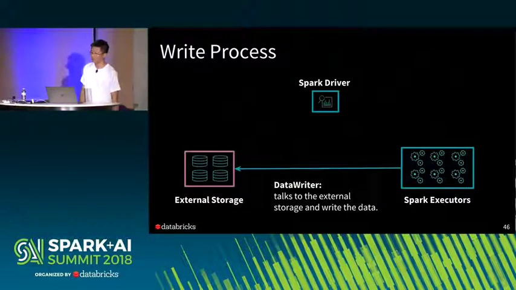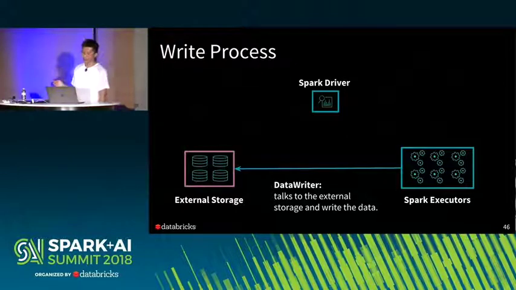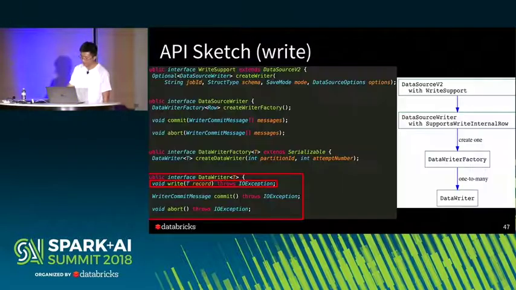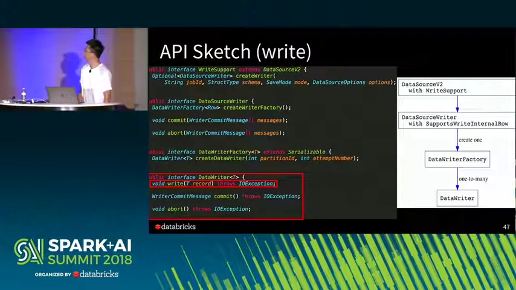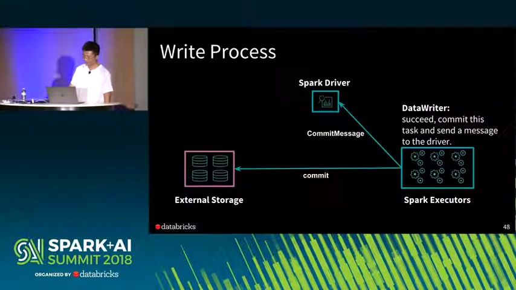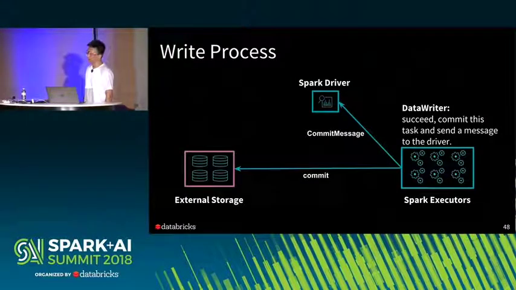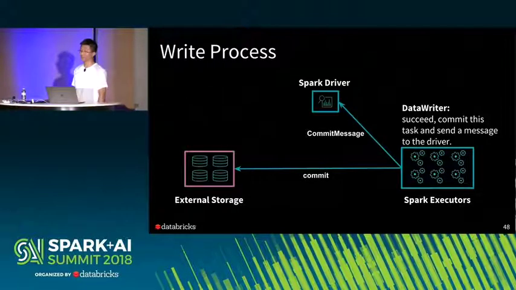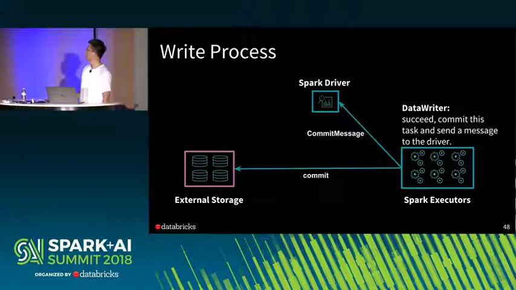And then next, at the Spark executor side, when we have the data writer, it will probably talk to your storage system and write the data one by one. And here is the interface for the write logic. It's a simple write method with the record, and we call it one by one. And then next is a very important step. So if the data writer can write all the records successfully, it should commit this task and send a message back to the driver.